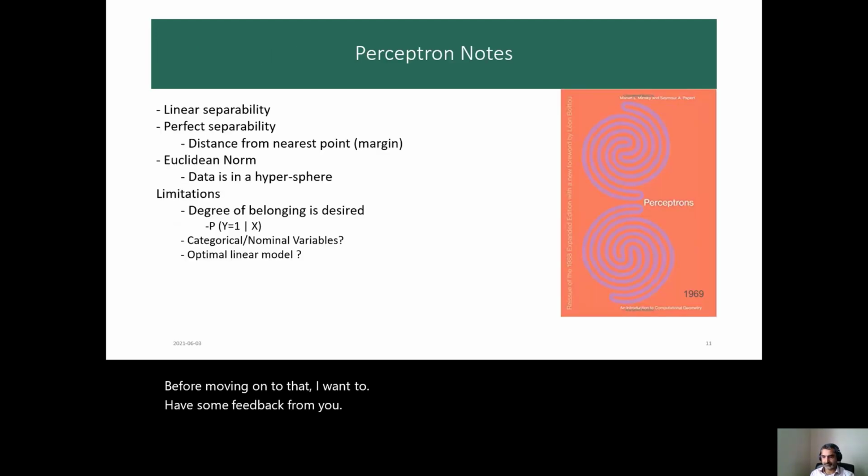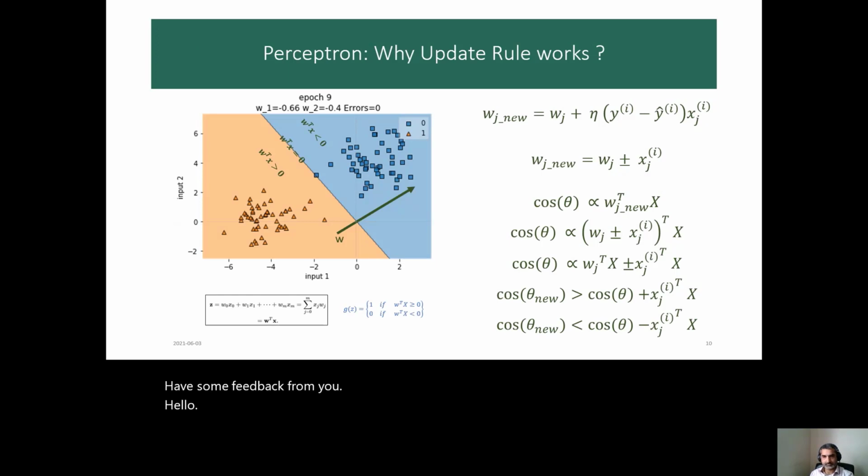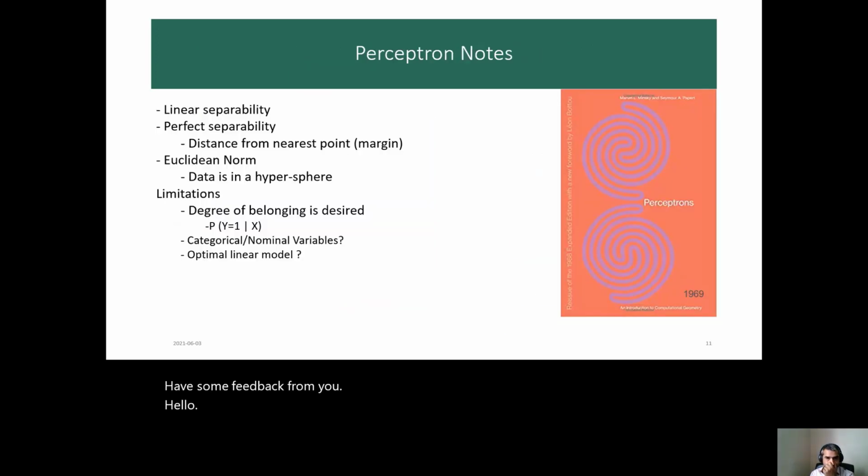I had a question actually, if you could go back. I was just wondering, could you clarify the hypersphere assumption a bit? What do you mean by that?